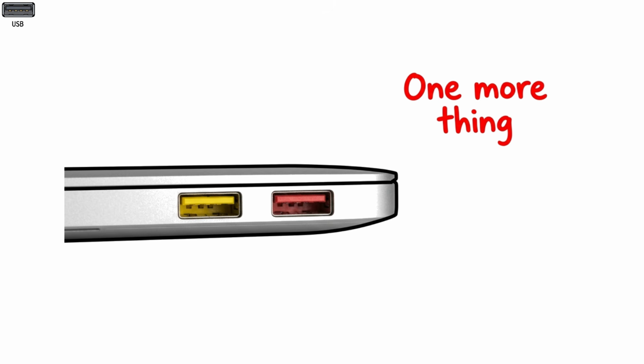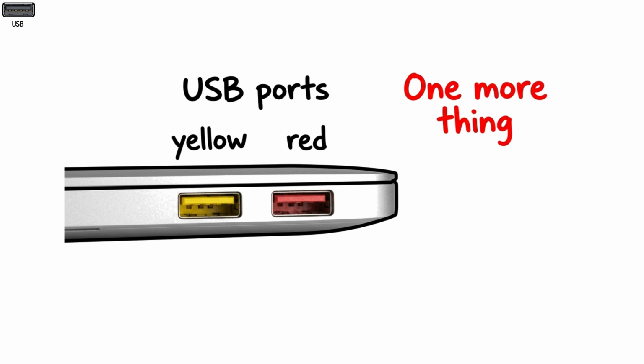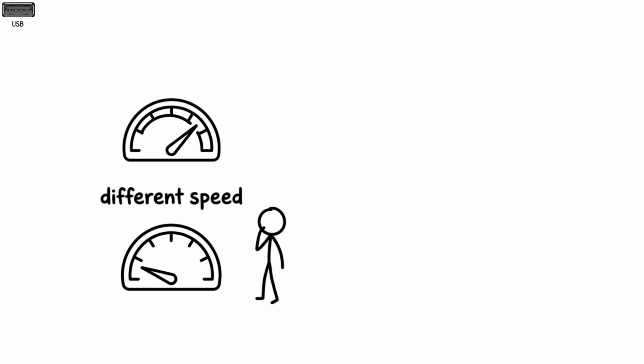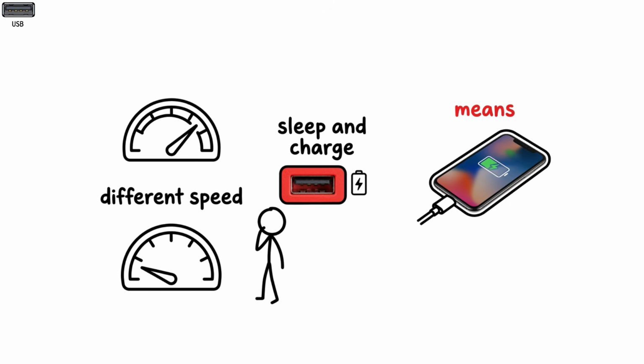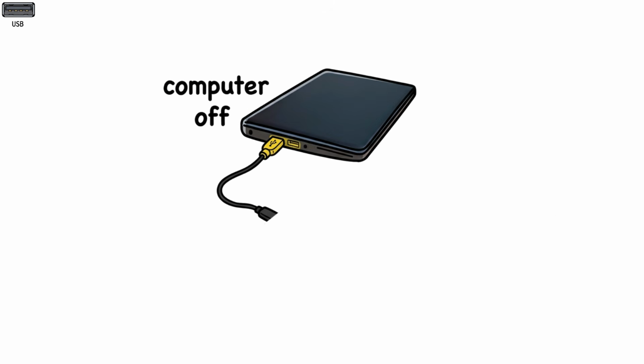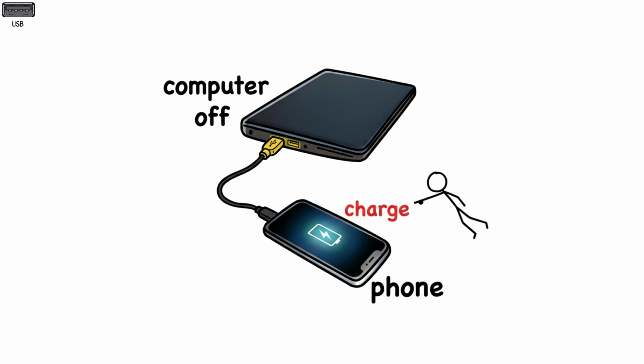One more thing, some USB ports are yellow or red. That doesn't mean a different speed. It means sleep and charge. So even when your computer is off, you can still charge your phone through them.